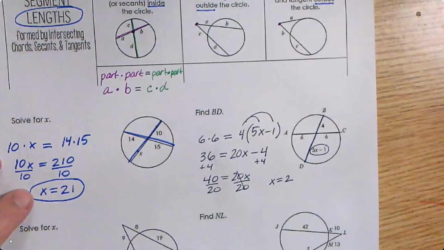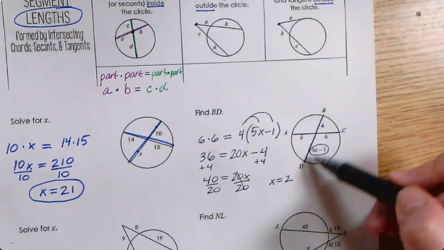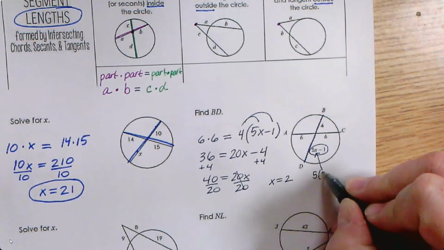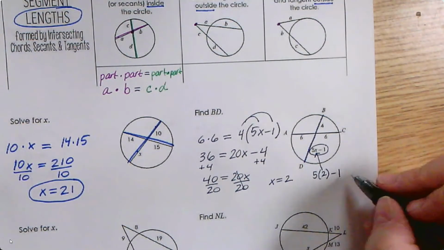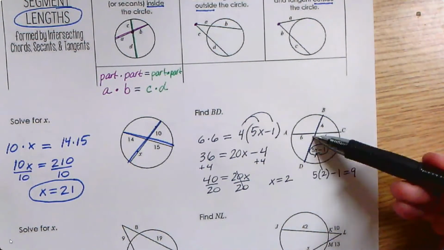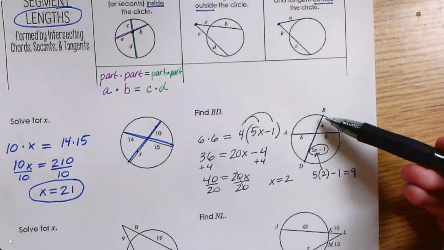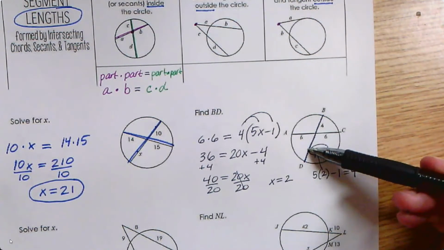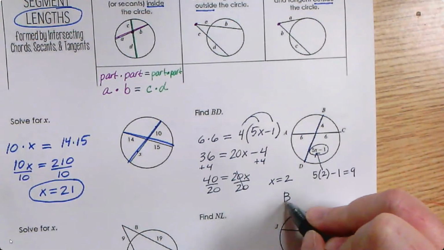Now again, we weren't asked what x is, we were asked to find BD. So I need this whole length. I need to plug in 2 to the 5x minus 1. So 5 times 2 minus 1 is 10 minus 1 is 9. So this piece of chord BD is 9. So for all of BD, don't multiply. If we want a whole length that has pieces, we add the pieces together. 4 plus 9 is 13. BD is 13.